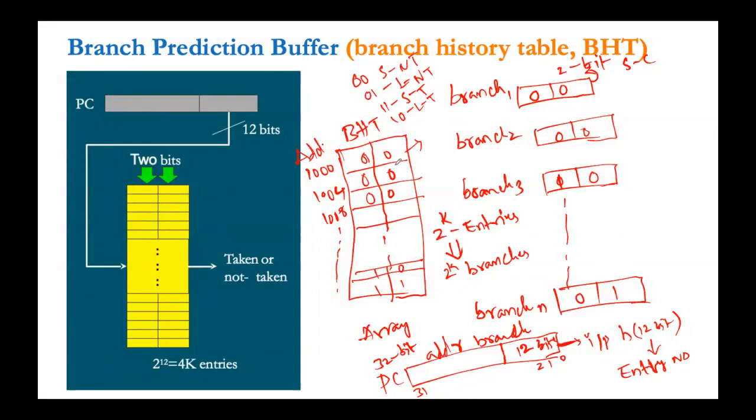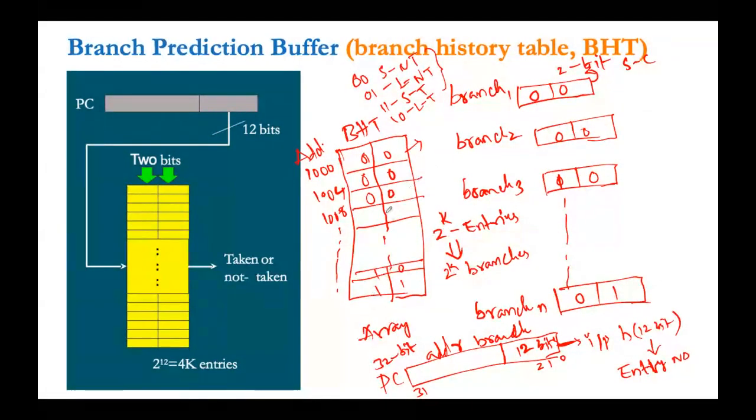To get this status, we need the address. That address comes from the program counter, the lower 12 bits. Those lower 12 bits are given as an input to the hash function. From that hash function, it generates a digest, or value. That value gives the address of this branch history table. We call that address mapping, whether the branch is taken or not.